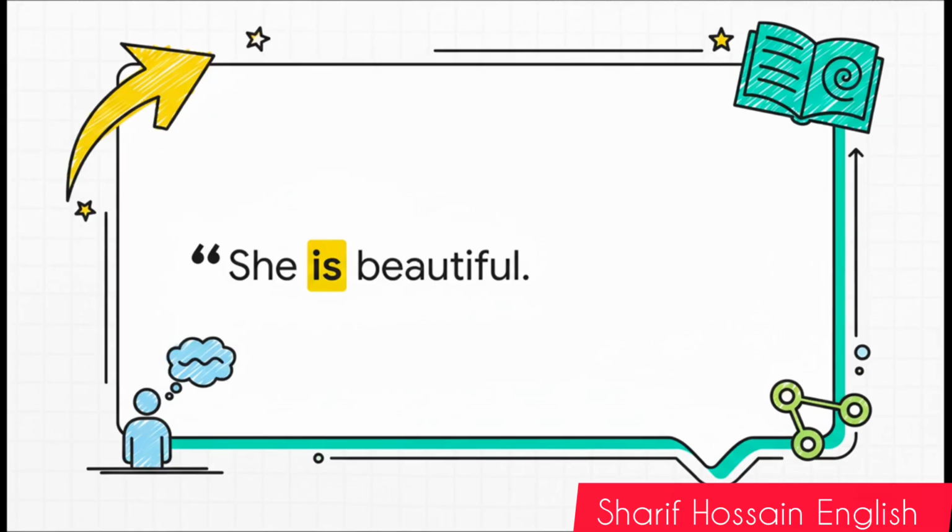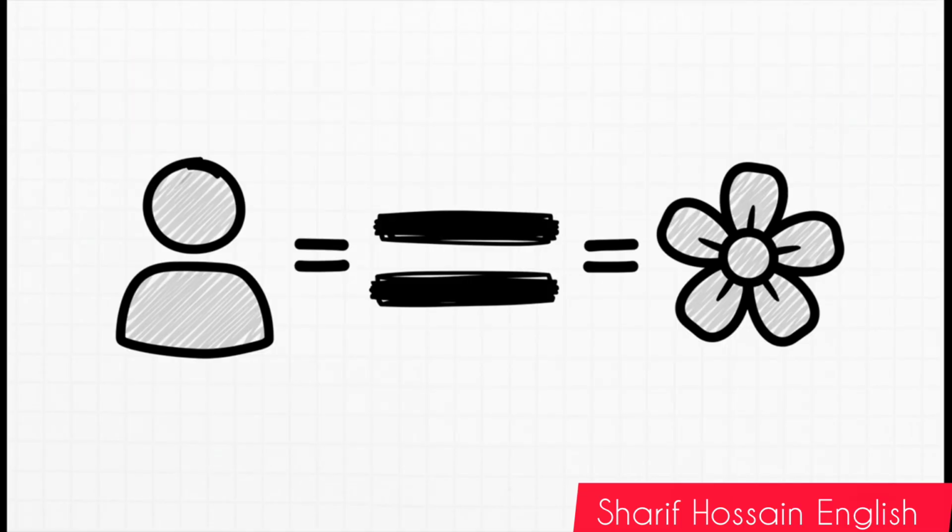And the simplest example you'll find is this one. "She is beautiful." Notice how "is" isn't actually doing anything here? It's simply connecting the subject, "she," with her complement, "beautiful." You can almost think of "is" as an equal sign. She equals beautiful. Pretty cool, huh?